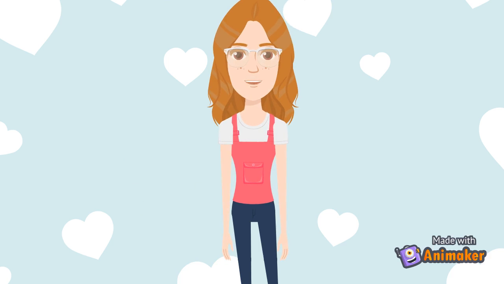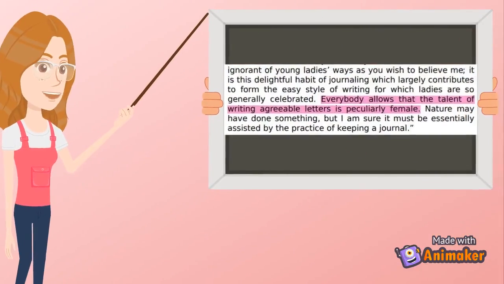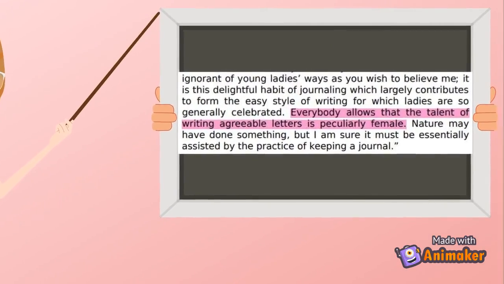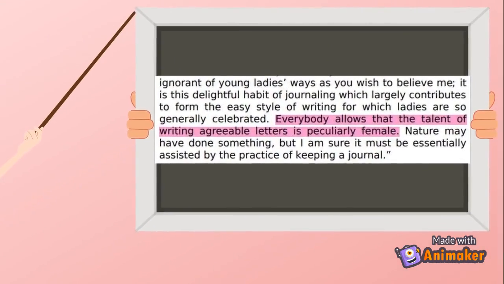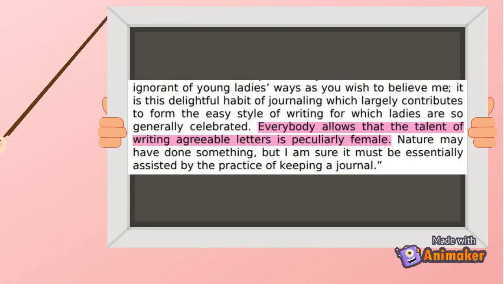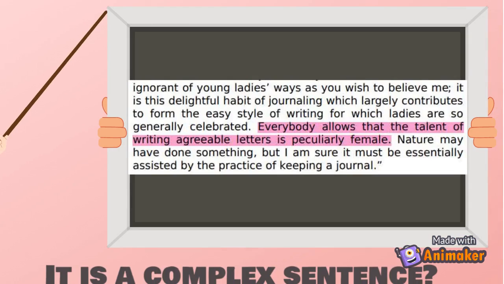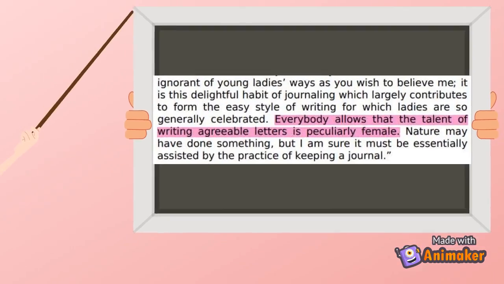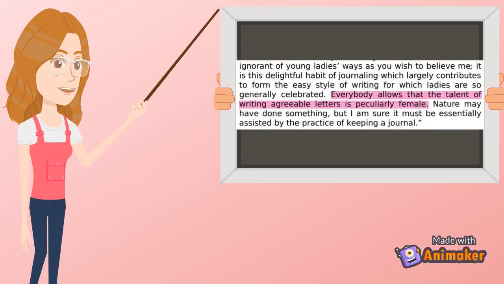everything is going to be more explicit. I promise. Okay, here we have our first sentence that says, "Everybody allows that the talent of writing agreeable letters is particularly female." Before starting to analyze this sentence, we have to ask if it is a complex sentence. After answering that question, we can start analyzing the sentence. We have to look for two subjects, two conjugated verbs, and obviously a subordinator. It would be that, if, whether, or a WH word.